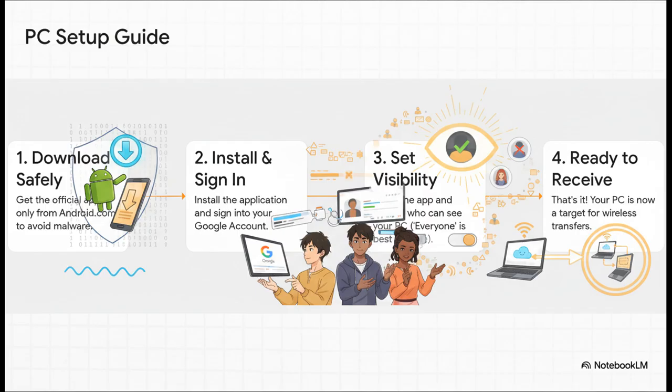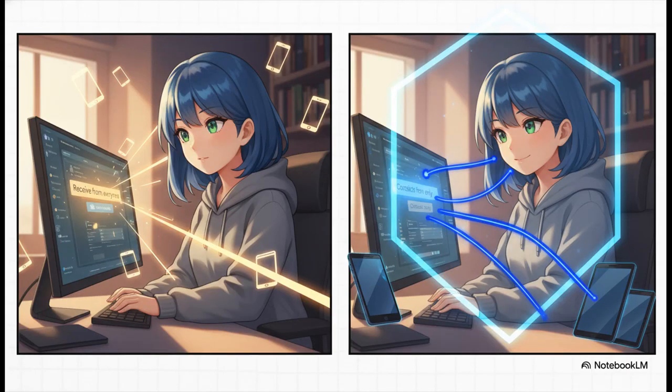Once it's installed, just sign in with the same Google account you use on your phone. Then you just have to set your PC's visibility. And that's it. Seriously, your PC is now ready to catch any file you throw at it. Okay, here's a little pro tip that's going to save you a potential headache. The very first time you set this up, set your PC's visibility to Receive from Everyone. It just makes it way easier for your phone to find it for that initial connection. Once they're paired up, you can, and probably should, switch it back to the more secure Contacts Only setting.